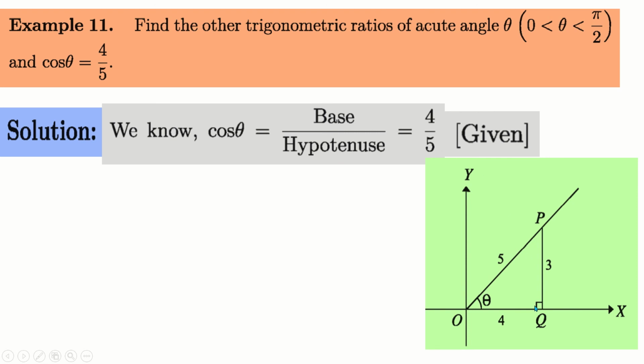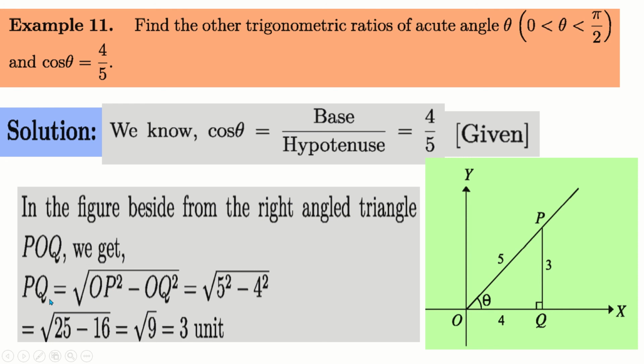So PQ equals the square root of 5 squared minus 4 squared. 5 squared means 25, minus 16, that means 9. So the square root of 9 is 3. That means PQ equals 3. As PQ, OQ, OP are all known, we can easily find the other trigonometric ratios.